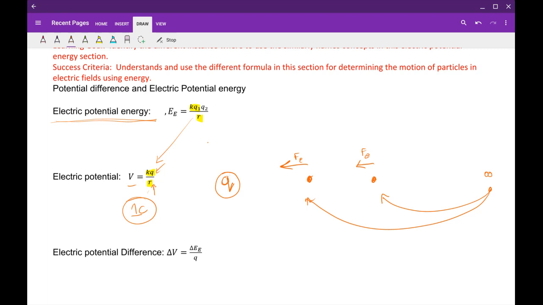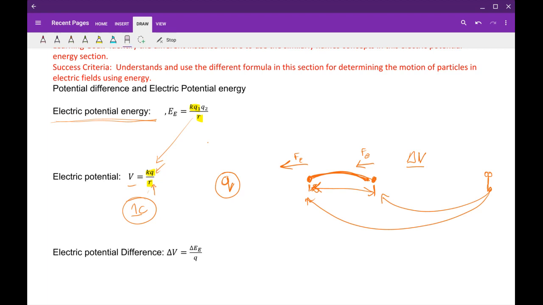And then the idea is, okay, what's the electric potential difference? Well, that's the difference between the two energies at two different locations. So now we can talk about moving from one location to another, back and forth. So then you have what's called the electric potential difference, which is basically just delta V, and it's the change in energy from moving from one spot to another.